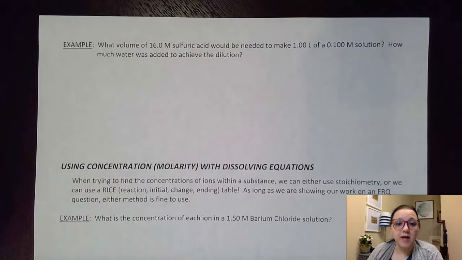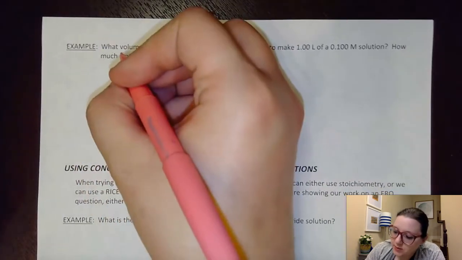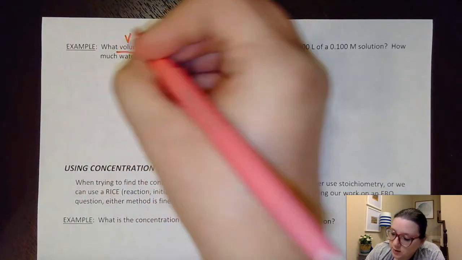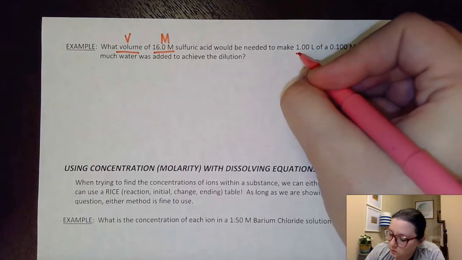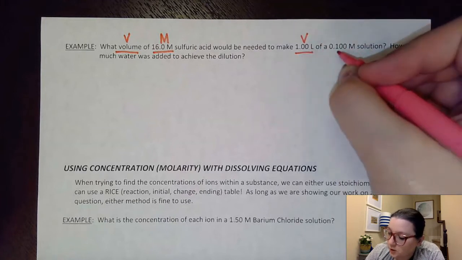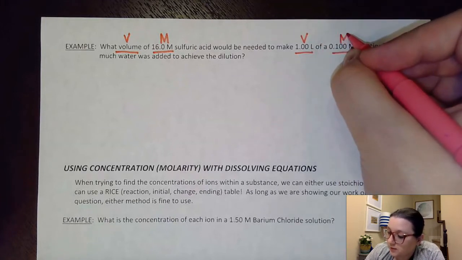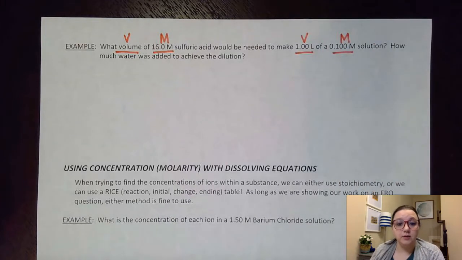So this problem asks what volume of 16 molar sulfuric acid would be needed to make 1 liter of a 0.1 molar solution, and how much water was added to achieve the dilution. So I'm going to go through and identify variable-wise what I have happening here. I notice it's asking for a volume, giving me a molarity, and then I have a new volume and a new molarity that I achieved after I diluted it down.